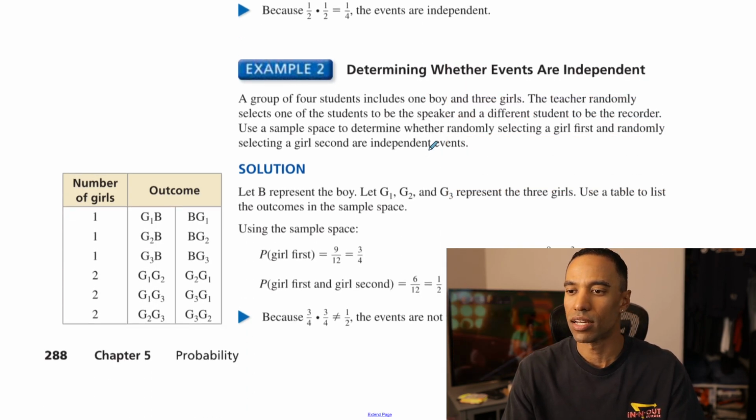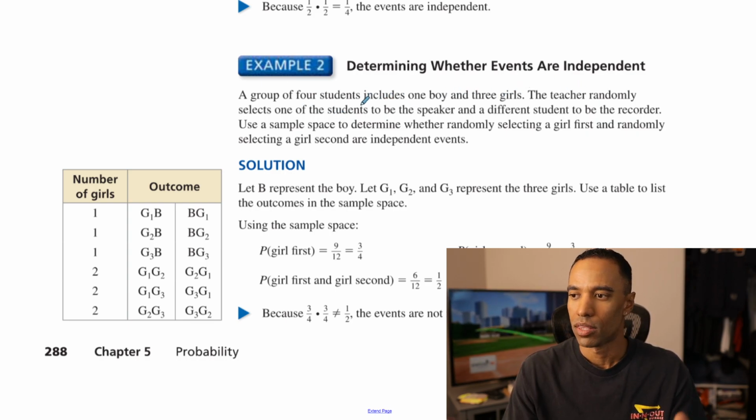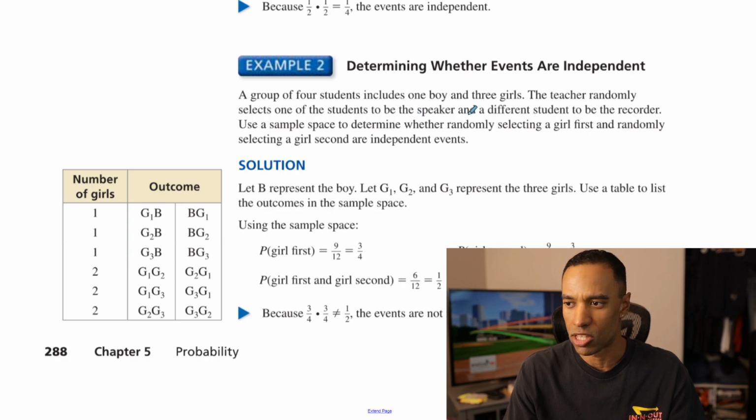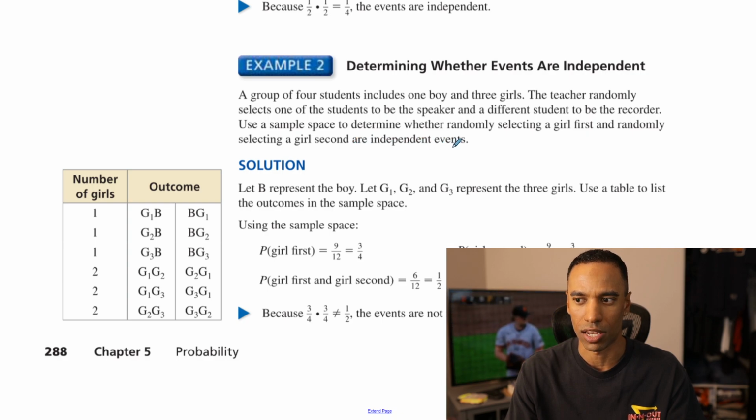So let's look at the second example. We have a group of 4 students, which includes 1 boy and 3 girls. The teacher randomly selects one of the students to be the speaker and a different student to be the recorder. So it's completely random. Use a sample space to determine whether randomly selecting a girl first and randomly selecting a girl second are independent events.